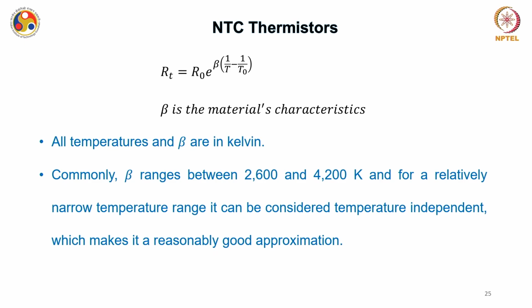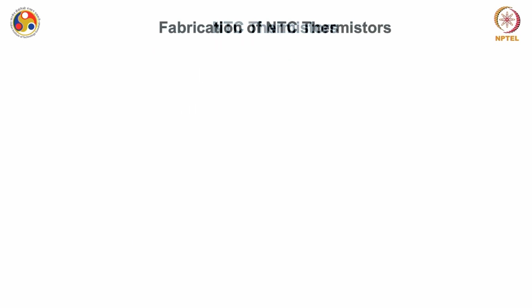Please note that all temperatures in this discussion are in Kelvin and even beta is in Kelvin, and commonly beta ranges between 2600 and 4200 Kelvin. For a relatively narrow temperature range it can be considered temperature independent, which makes it a reasonably good approximation, and that's why for NTC thermistors we will be using this beta equation regularly. RT is equal to R naught into e to the power beta into 1 by T minus 1 by T naught.